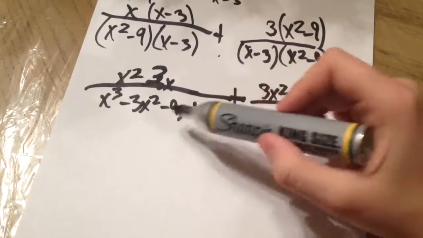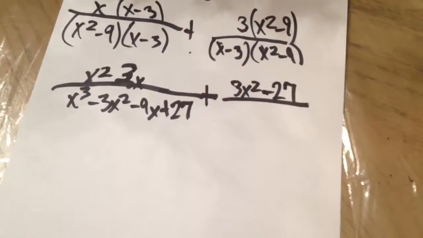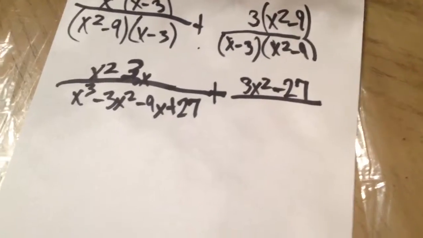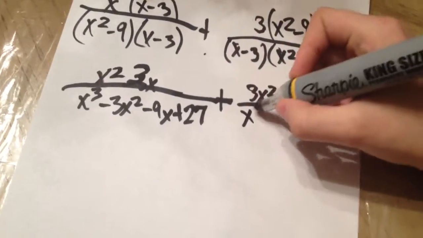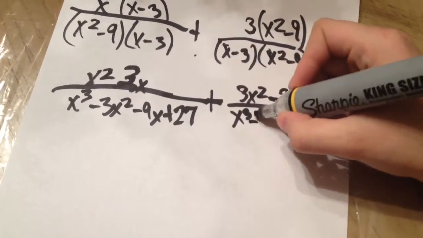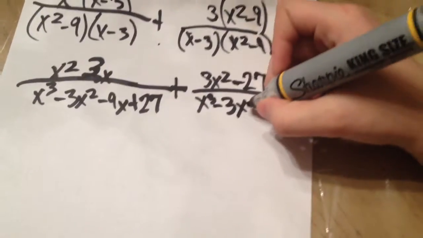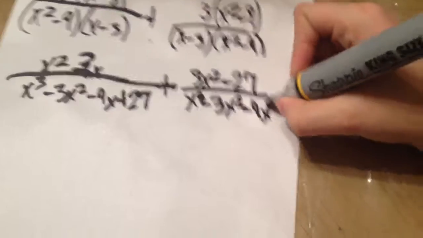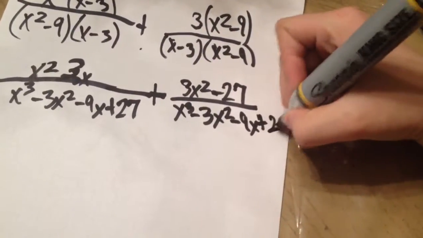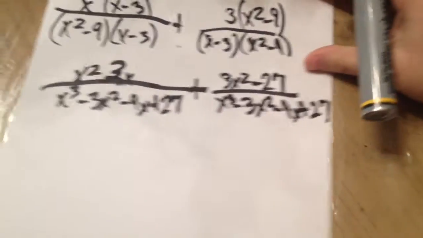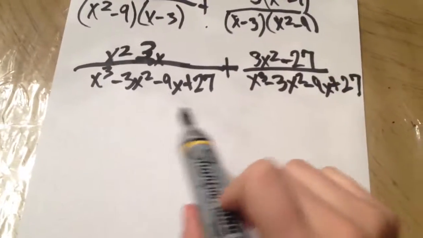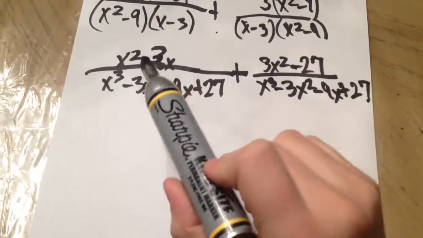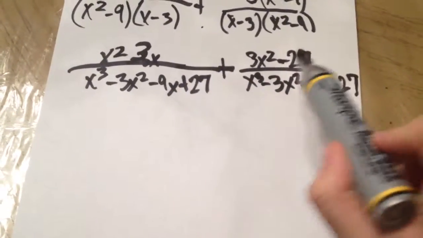And since these are the same, you can go ahead and just copy this denominator on this denominator, or if you want to distribute, you can. It's going to be the same answer. So I'm going to go ahead and just bring it on over. There you are. So now, since you have the same denominators, you can just add from the top.